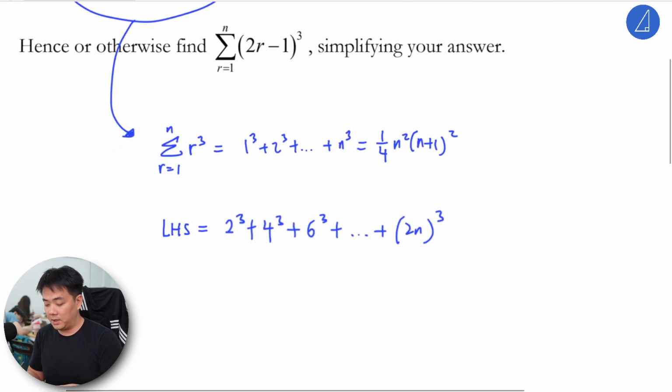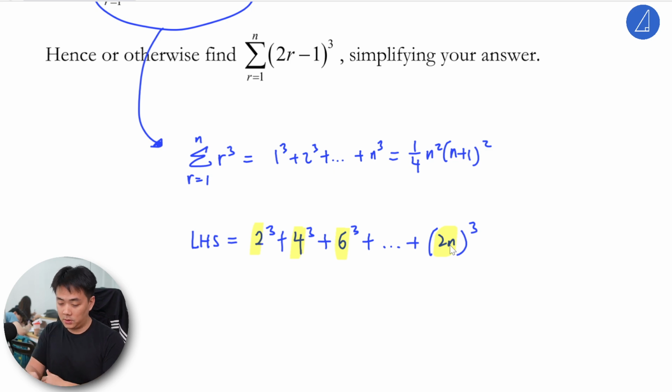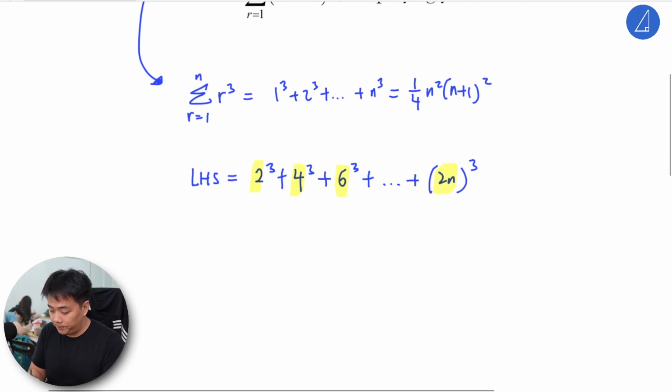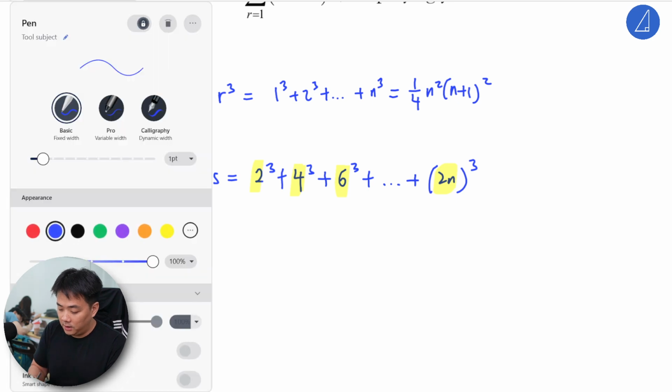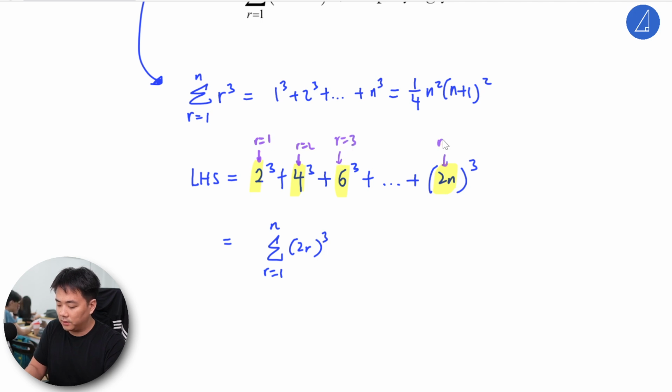What this tells us is that the term inside is an even number, 2n. 2n is always even, while 2n plus 1 is odd. So if I write this in sigma notation, this will very handily give us the summation of (2r) cubed. Your r starts from 1 and ends with n. So imagine this is r equals 1, r equals 2, r equals 3, and this is r equals n.